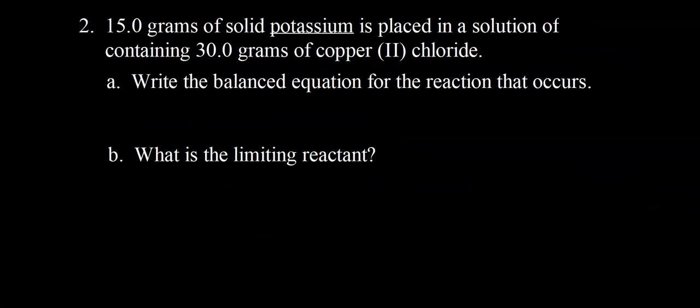All right, to give this one a shot all the way on your own, we have 15.0 grams of solid potassium. It's placed in a solution containing 30.0 grams of copper(II) chloride. This is a single replacement reaction, and this reaction does occur. So write the balanced equation for the reaction. Identify the limiting reactant as shown in the previous example. Find out how many grams of solid copper should form, how many grams of potassium chloride should form, and then how many grams of the excess reactant remain after the reaction. Go ahead and pause the video and work on all of that now.